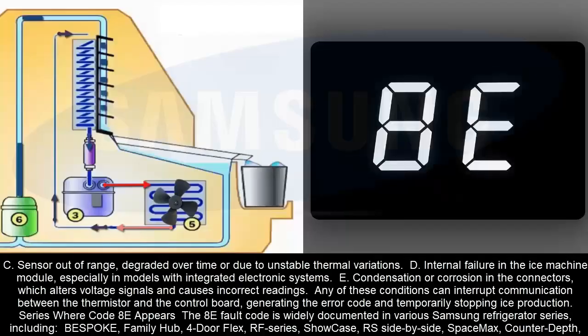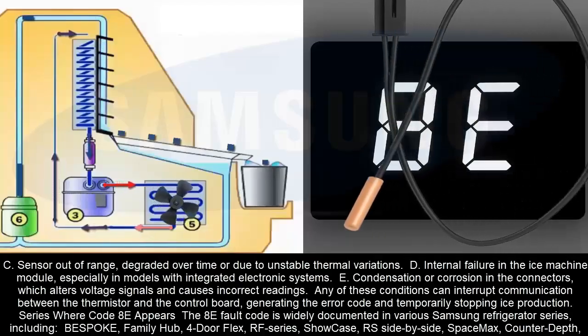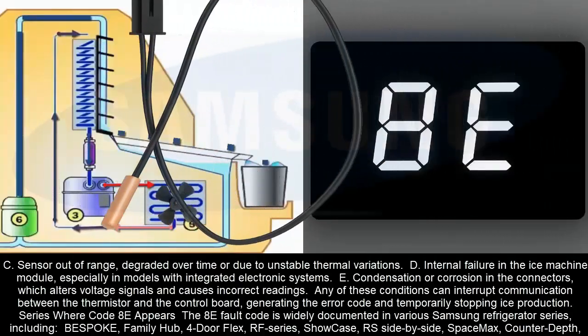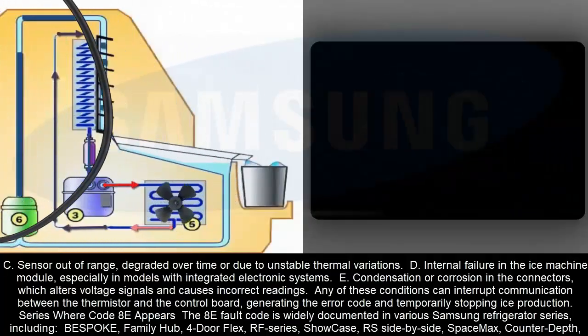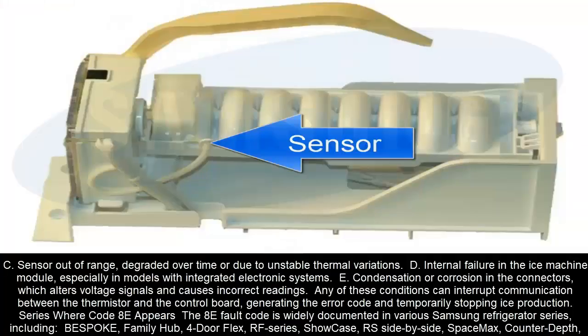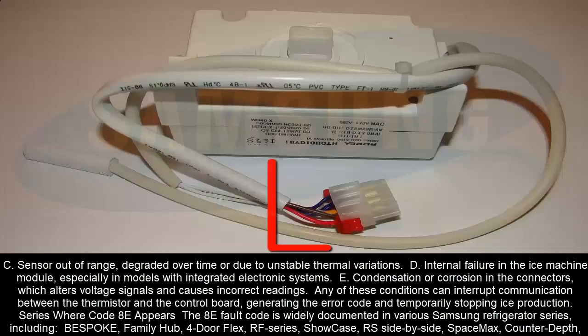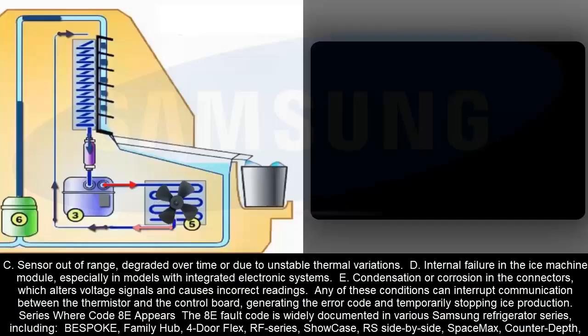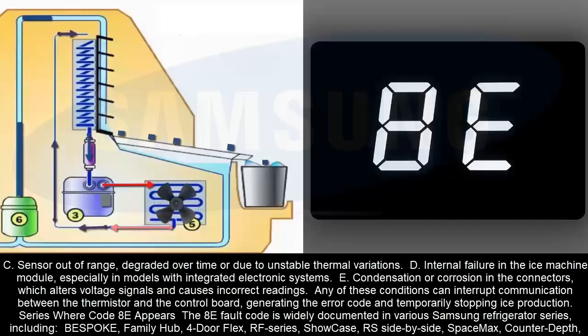C. Sensor out of range, degraded over time or due to unstable thermal variations. D. Internal failure in the ice machine module, especially in models with integrated electronic systems. E. Condensation or corrosion in the connectors, which alters voltage signals and causes incorrect readings. Any of these conditions can interrupt communication between the thermistor and the control board, generating the error code and temporarily stopping ice production.